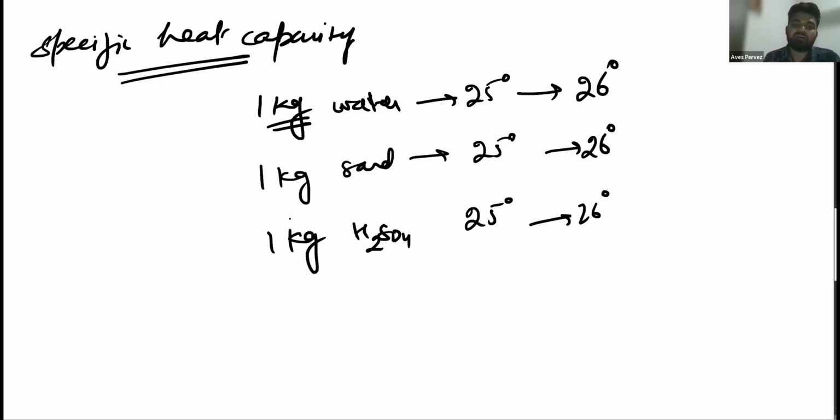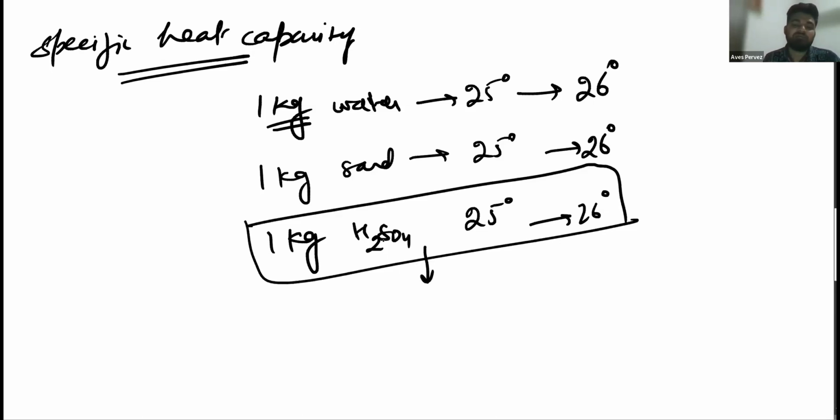So, for example, if H2SO4 takes 3500 joule energy to increase the temperature by 1 degree, then water will take only 1000 joule. Sorry, if water takes 3500 joule energy to increase 1 degree temperature, then H2SO4 will take only 1000 joule energy. It is opposite.